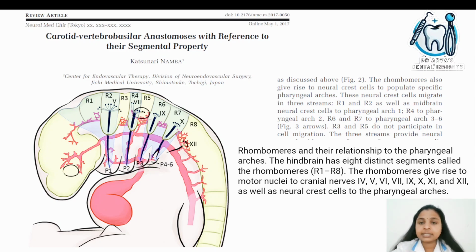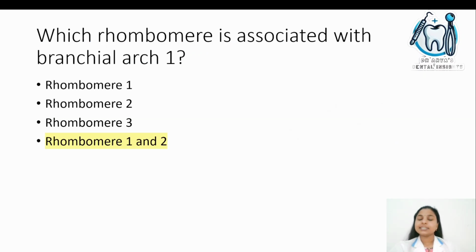Coming to the answer part. So what is the answer? It is rhombomere 1 and 2. So if it's asked for branchial arch number 2, then the answer will be rhombomere number 4. And if it is asked for branchial arch 3 to 6, then it is rhombomeres 6 and 7.